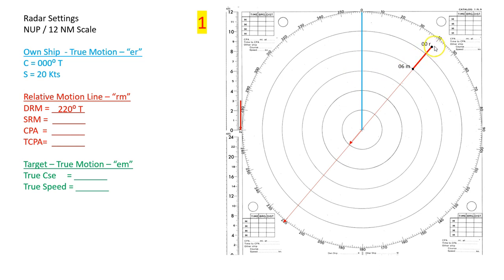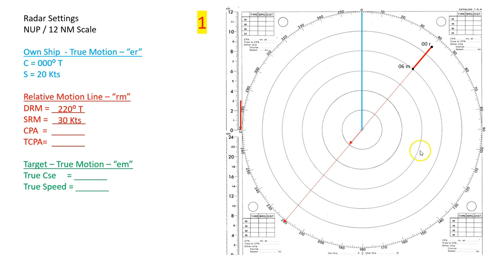Okay, and if I take my dividers and bring that over here, it looks to me like that was 3 miles in 6 minutes. So I'm going to move the decimal over 1. So it's 3, I'm going to move the decimal over, making the number larger, and it's 30 knots is the speed of relative motion. Now, neither myself nor the target are going 30 knots. Neither myself nor the target are making 220. That is the relative motion.